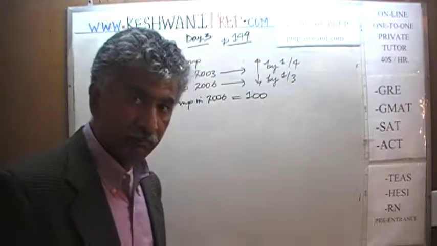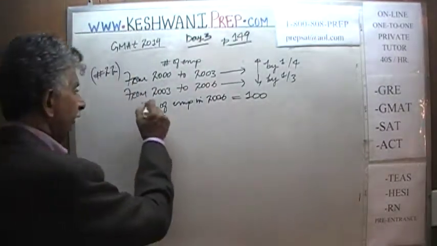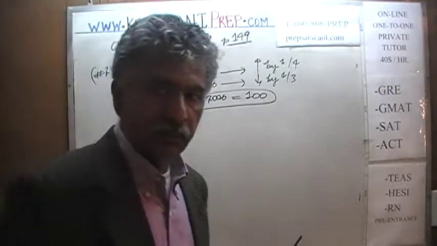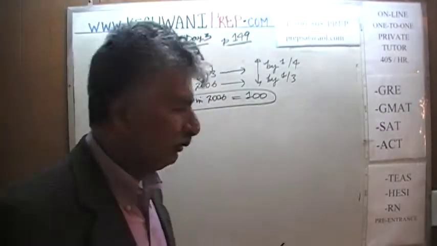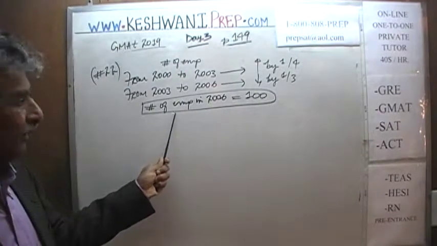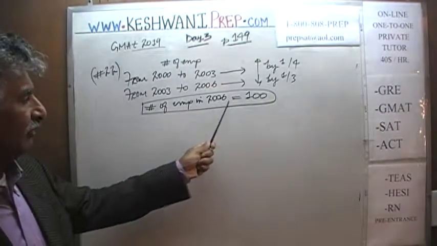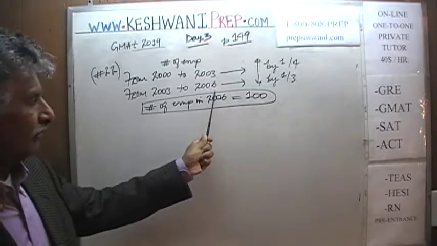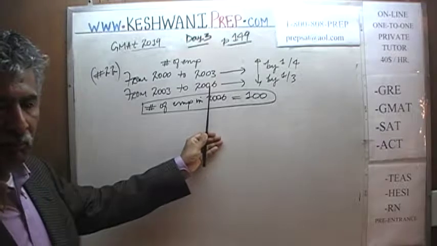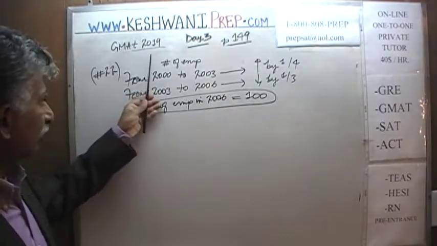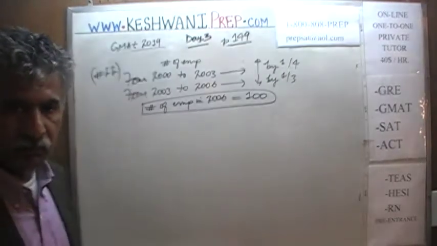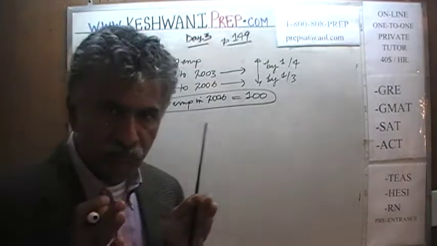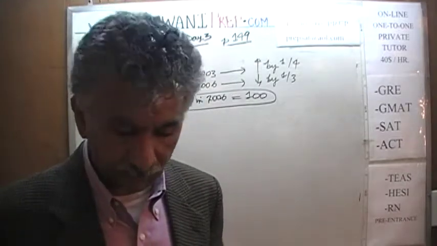Here's what we're going to do. Pay very, very close attention here. Let's learn to take charge of the exam. Put yourself in the driver's seat. If you start from 2006, which is the end part, it's very difficult to start from there and build our way up. It's much easier to start from 2000 and build our way from 2000 to 2003, and then from 2003 to 2006. It's much easier to go forward than it is to come backwards. Do you understand?